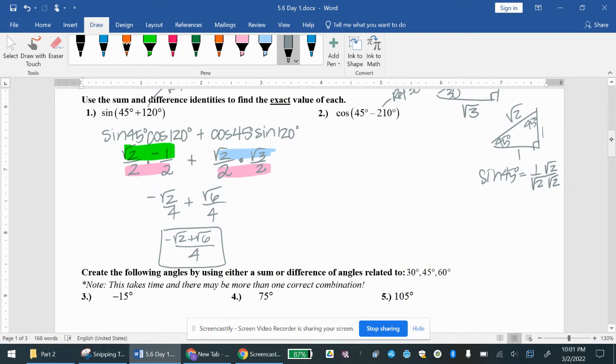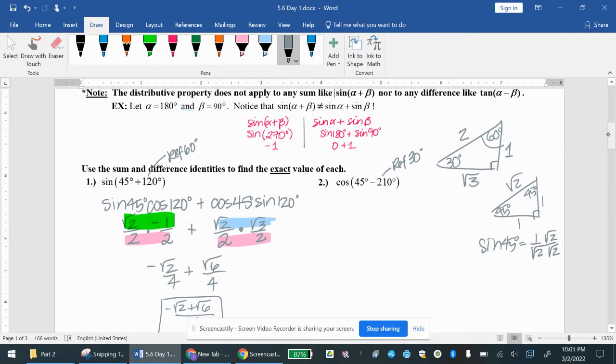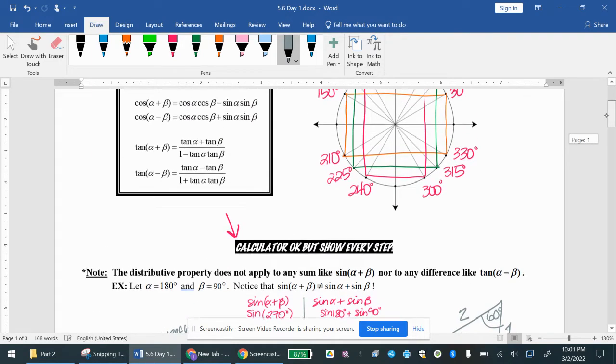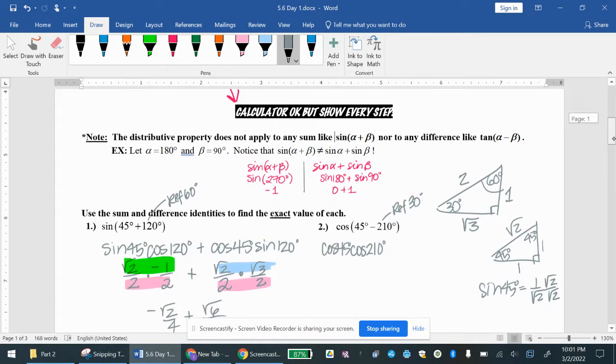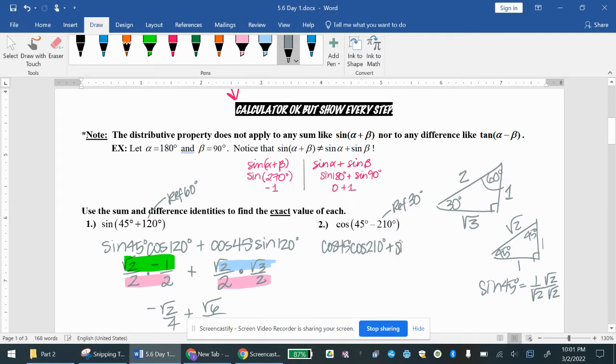All right, so cosine of 45 minus 210 follows the pattern of cosine of the first angle times cosine of the second angle. How did I get that? Remember, I'm using the properties that apply. So because it's a cosine and it's in a subtraction, I'm following this pattern right here. Cosine of alpha, cosine of beta, plus sine of alpha, sine of beta. Sine of the first angle and sine of the second.